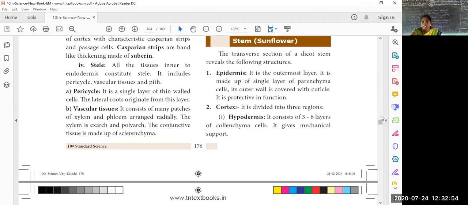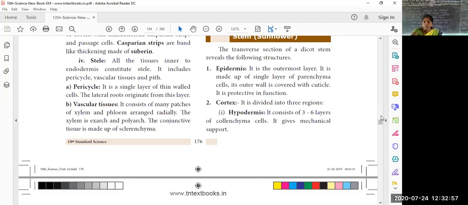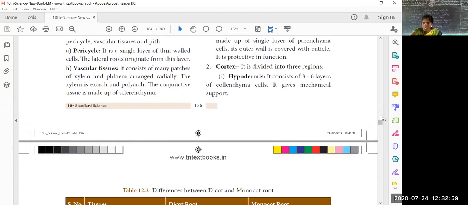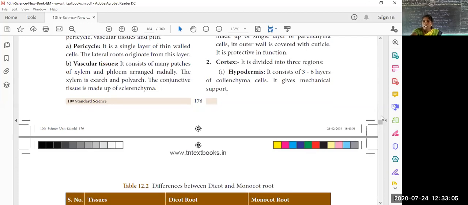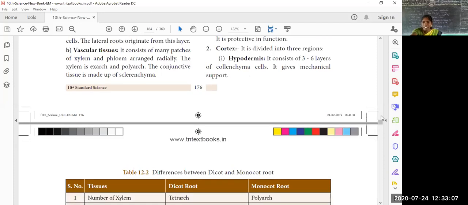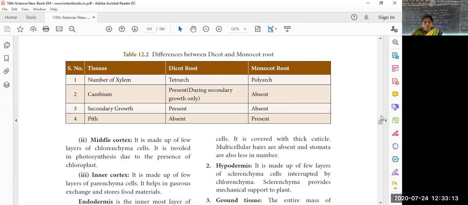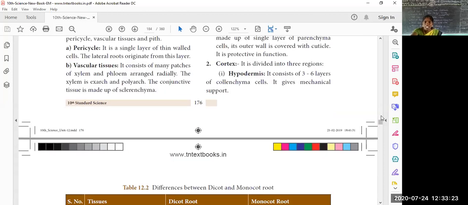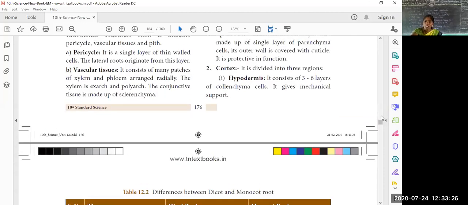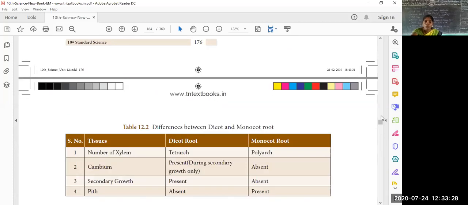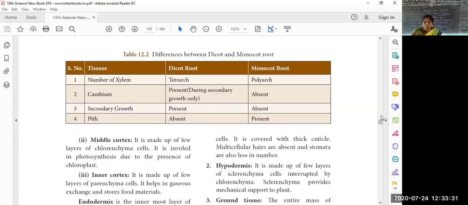Okay, so next, cortex. The cortex region is divided into three regions. They are hypodermis, which contains 3 to 6 layers of parenchyma cells. It gives mechanical support to the plant. Okay. Next, middle cortex region. It is made up of a few layers of chlorenchyma. Chlorenchyma cells are involved in photosynthesis. You must understand the terms. Chlorenchyma cells give mechanical support, and chlorenchyma cells are involved in the process of photosynthesis.